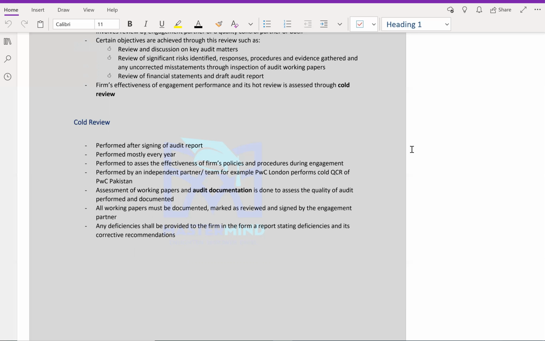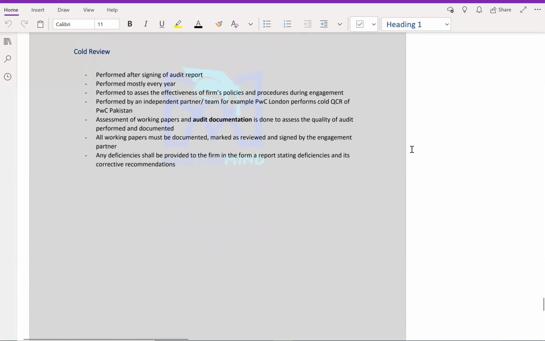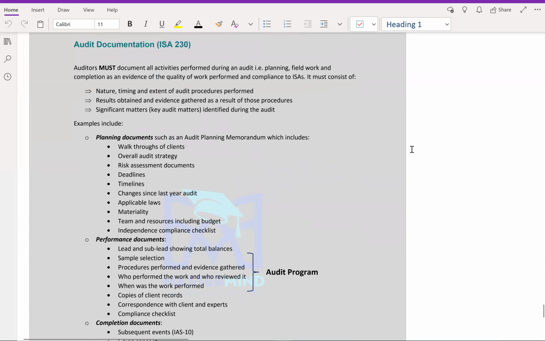Any deficiencies shall be provided to the firm in the form of a report stating deficiencies and its corrective recommendations. It's more of a beating rather than recommendations. Okay. Now, a very important standard, 230, which is on audit documentation. This just lists down all the documents.